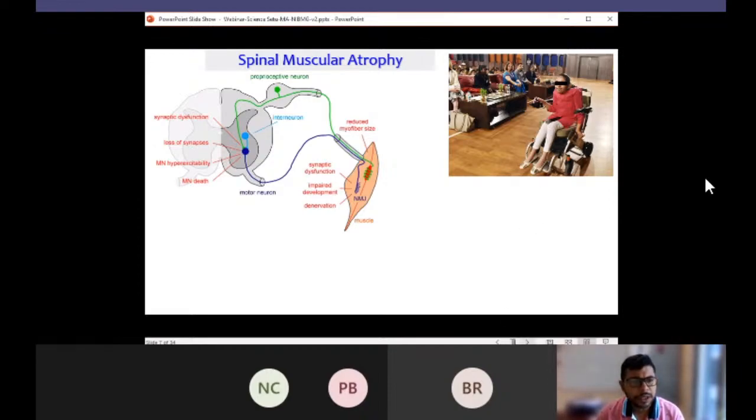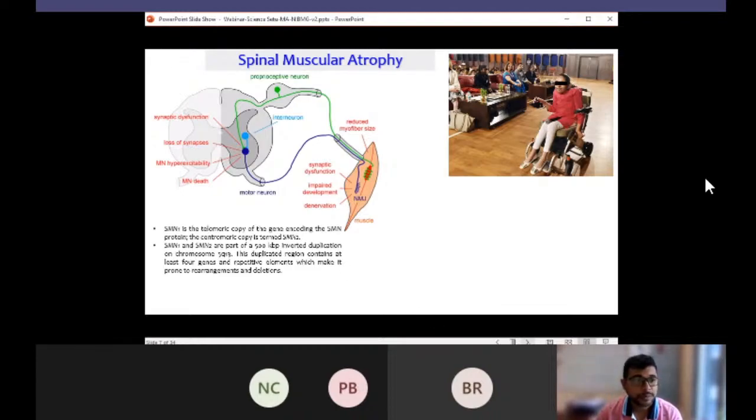So what is the cause of this disease? There is a gene called SMN1. This is survival of motor neuron. It is the telomeric copy of the gene encoding the SMN protein. The centromeric copy is termed SMN2. This SMN1 and SMN2 are part of a 500 kb inverted duplication on chromosome 5q13. This duplicated region contains at least 4 genes and repetitive elements which make it prone to rearrangements and deletions.